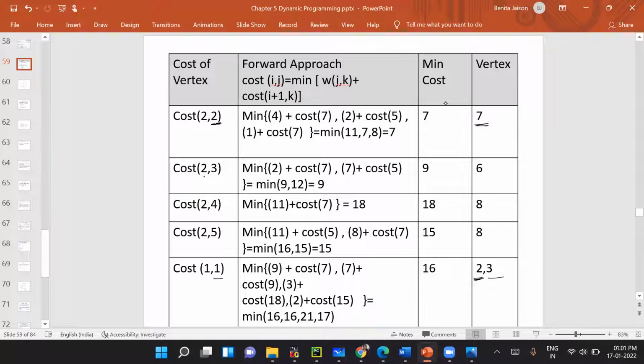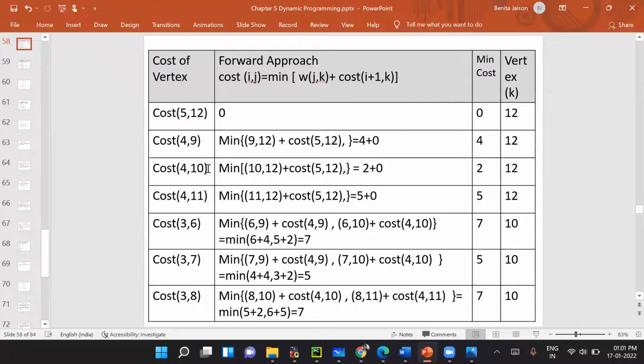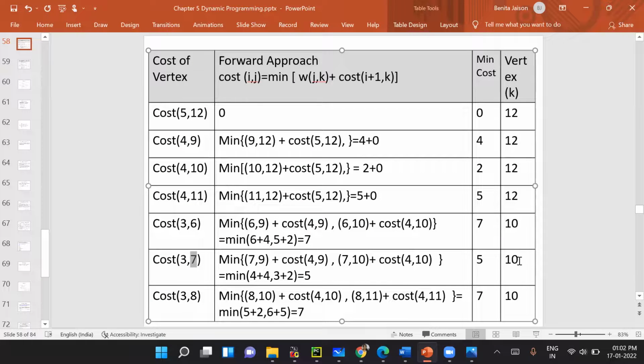Now we have to move to the next stage. Here the previous stage, vertex 7, right? To get the minimum cost of vertex 7, it is from vertex 10. So after 7, you give a comma and give 10. This is the vertex from which it will have a minimum cost towards vertex 7.